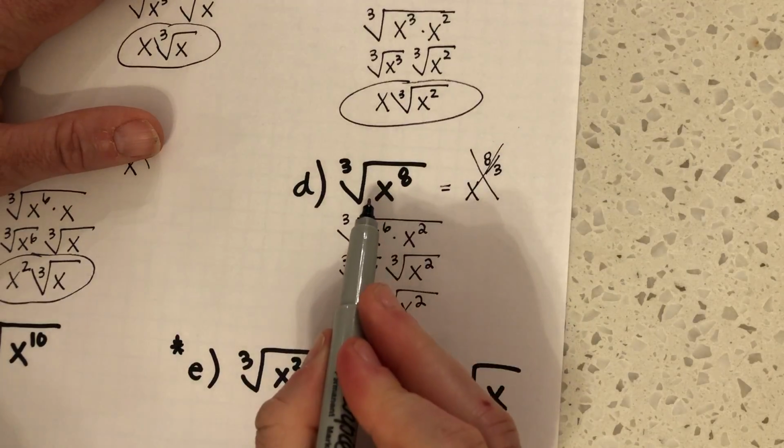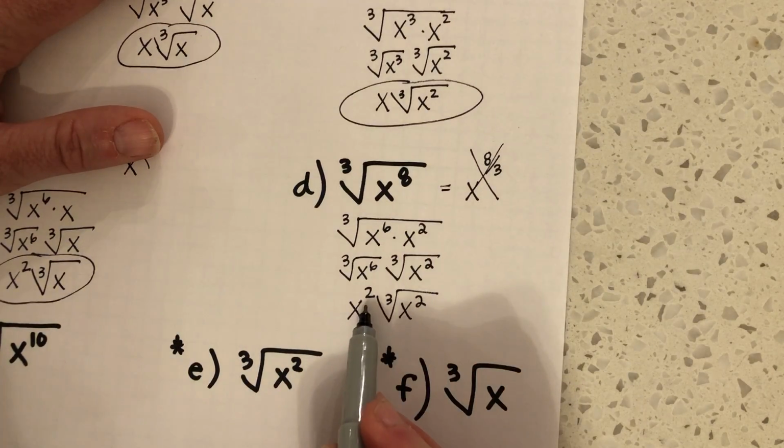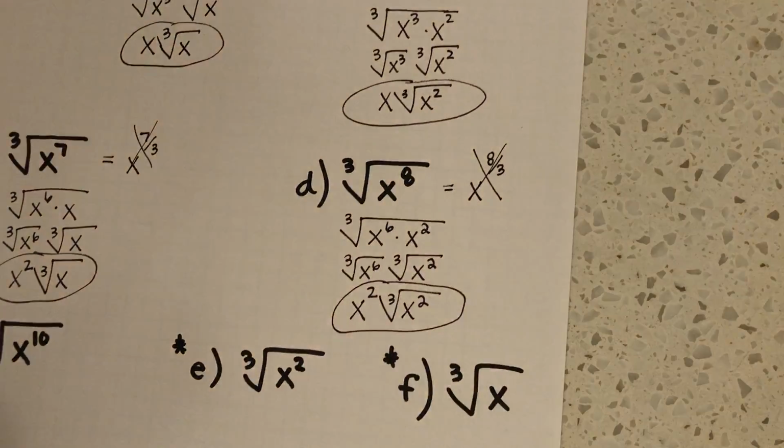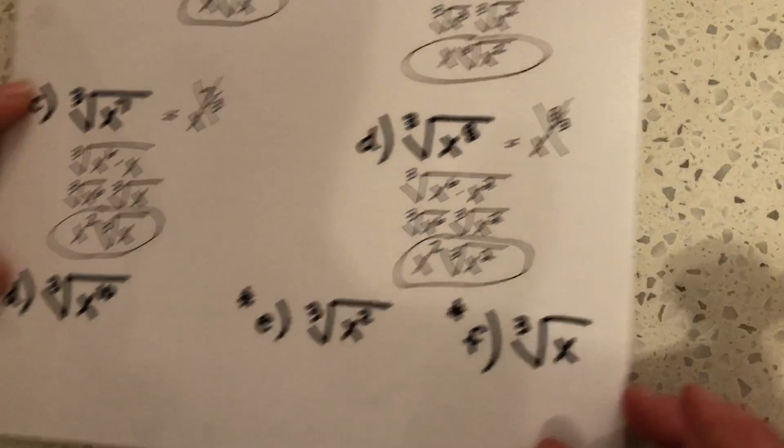So your simplified answer is x squared times the third root of x squared. Okay? So again, you've got to get used to it. All right, let's keep going.